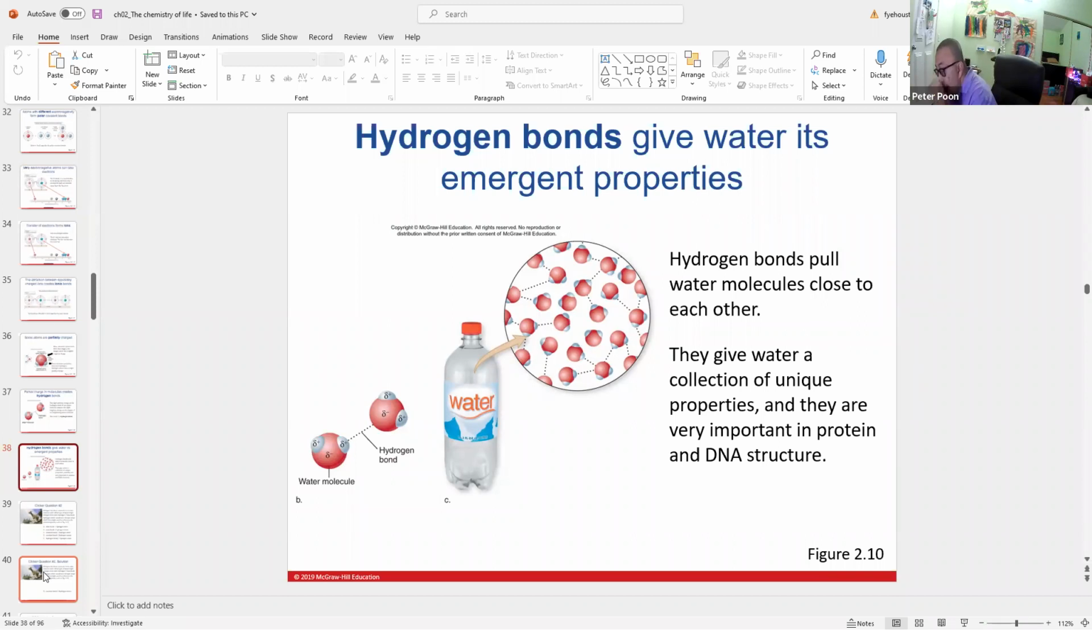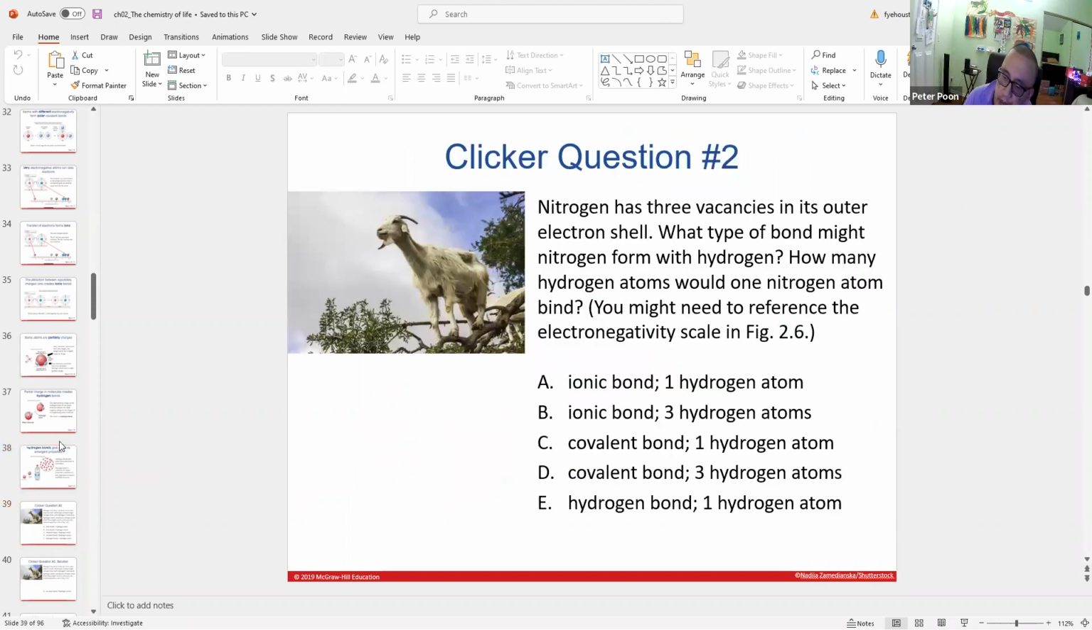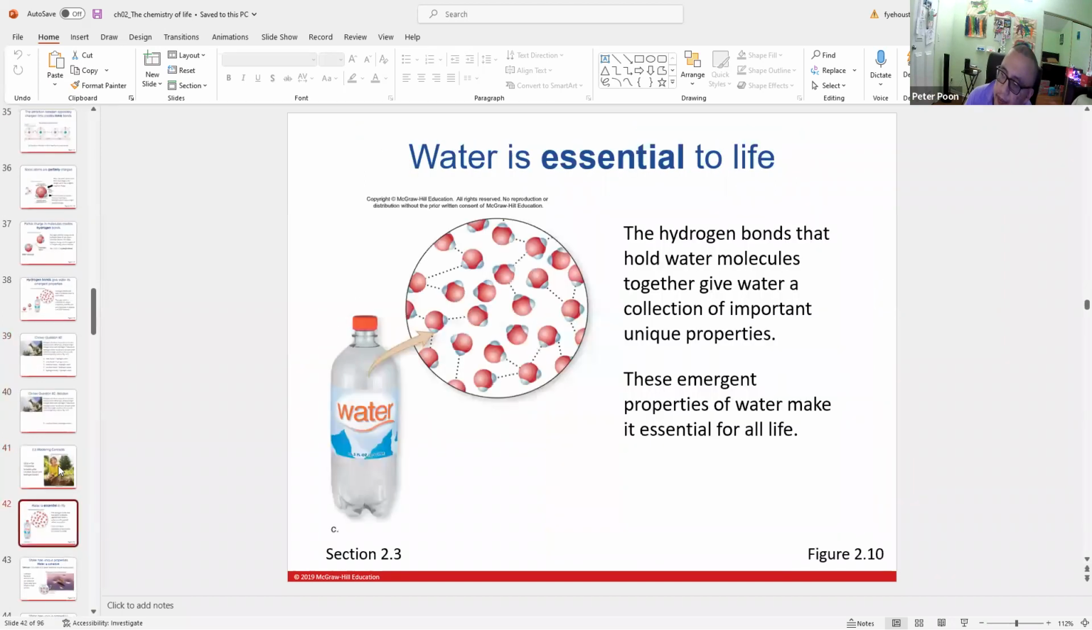One of the things that we realize about life, and you'll see this in every National Geographic PBS special that you watch about life, is that water is really important for life, and it is. And that's because these hydrogen bonds give water its emergent properties. So let's talk about the emergent properties of water.